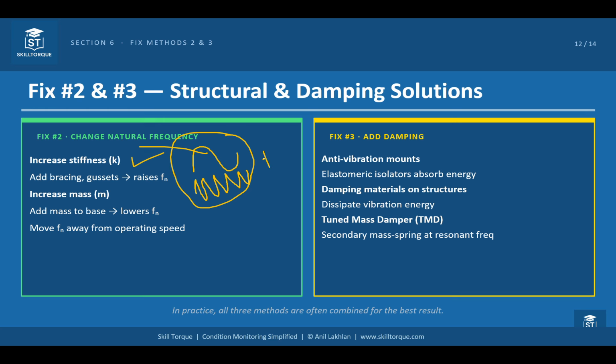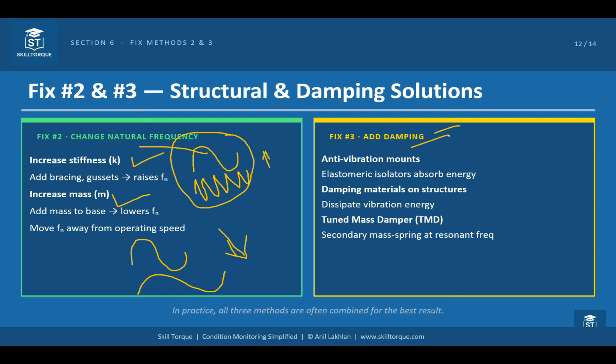And what is the alternative method? If we want, we can add mass also. So if we add more mass, what will happen? It will lower the natural frequency, right? Sometimes simply adding a mass block to the base is enough to shift the natural frequency out of the danger zone, right? Now there is also a third method, which is known as applying damping.